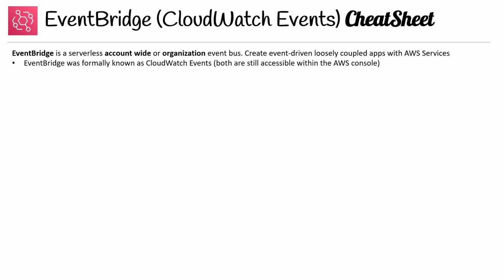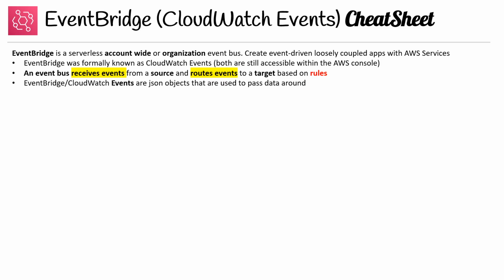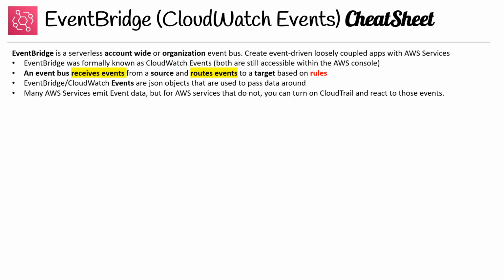They're both still accessible within the AWS console. One just has an uglier interface, so you can just decide which one you want to use. An event bus receives events from a source and routes events to a target based on rules, and the events are JSON objects used to pass around the data. So many AWS services emit event data, but for some AWS services that do not, you can turn on CloudTrail and react to those events. And the AWS API call events that are larger than 256 kilobytes are not supported, so they'll just get ignored.